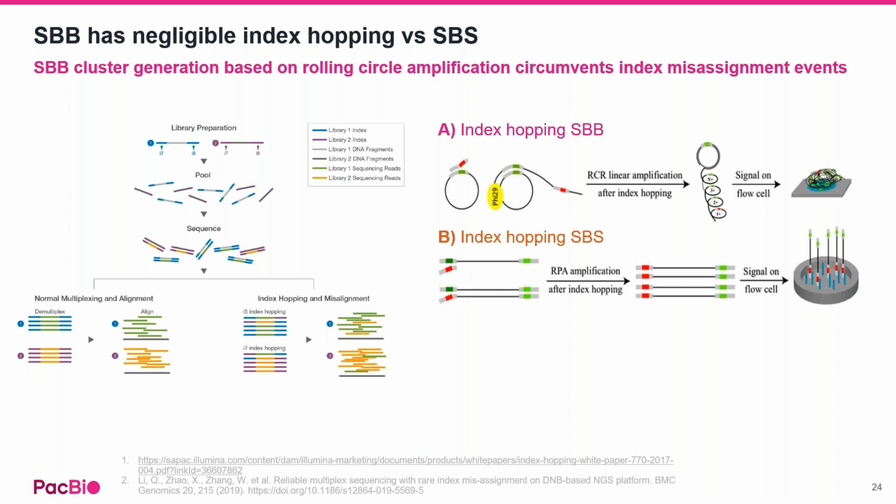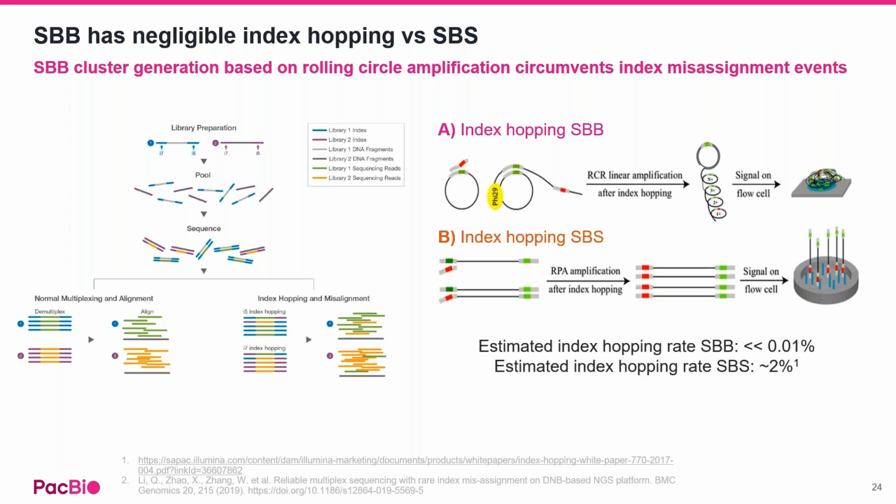Due to SBB's approach of rolling circle amplification, RCA, for cluster generation, improperly paired indices are not exponentially propagated, hence a significant reduction in incorrectly assigned indices. And our internal results indicate an estimated index hopping rate well below 0.01% compared to SBS. Hence, you can be confident indices are correctly paired with libraries, and demux results faithfully represent the intended index library pairing.